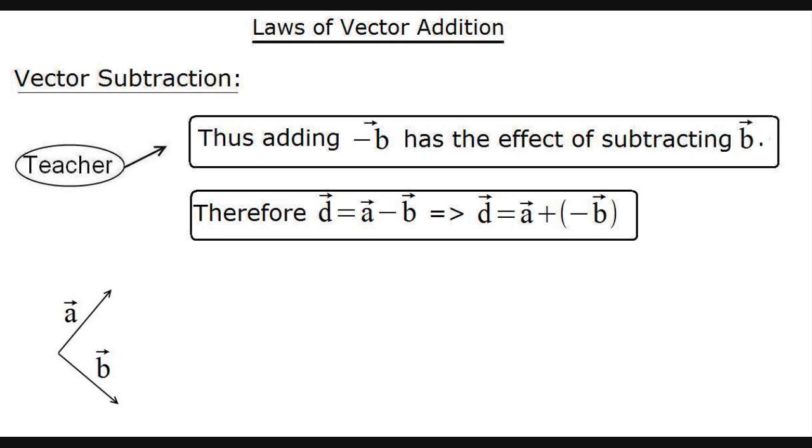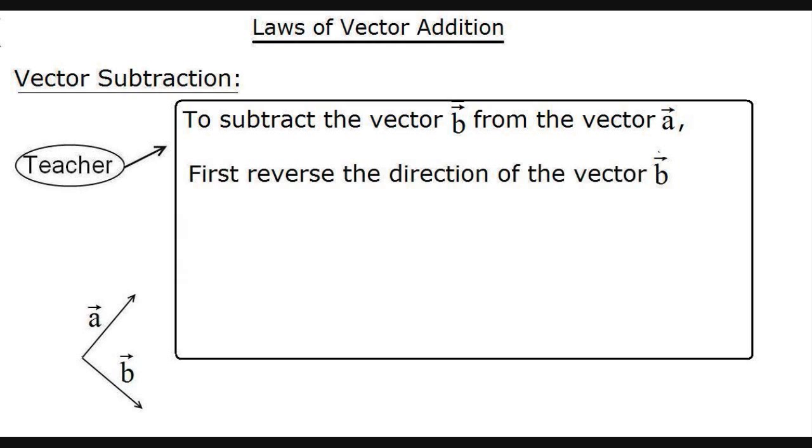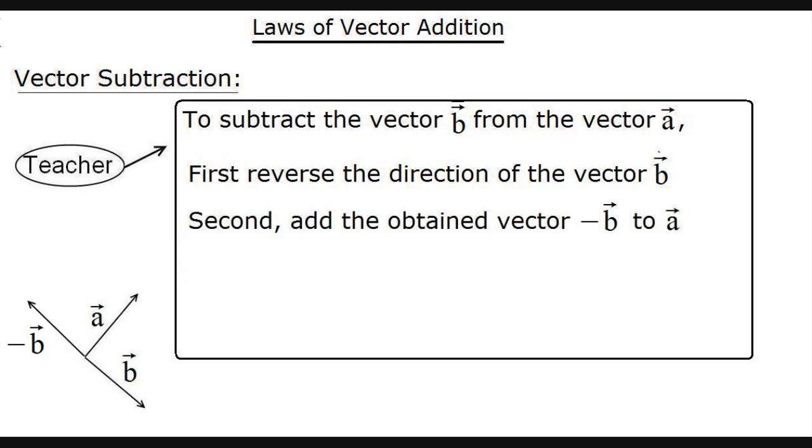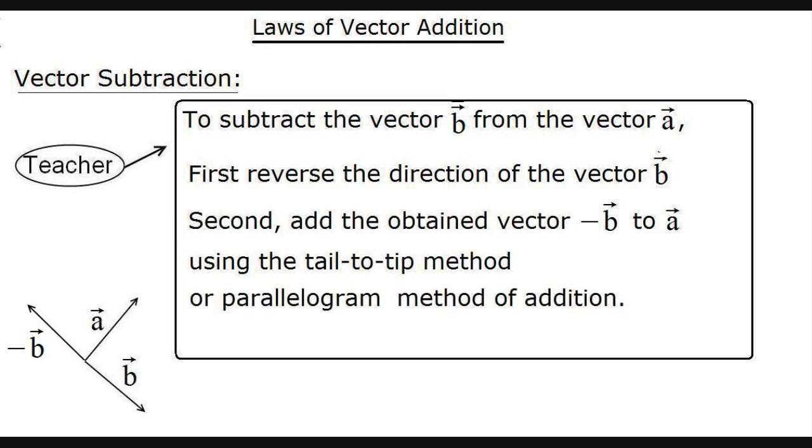To subtract the vector b bar from the vector a bar, first, reverse the direction of the vector b bar. Second, add the obtained vector minus b bar to the vector a bar using the tail-to-tip method or parallelogram method of addition.